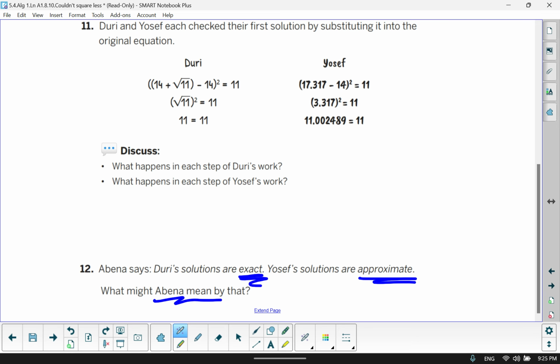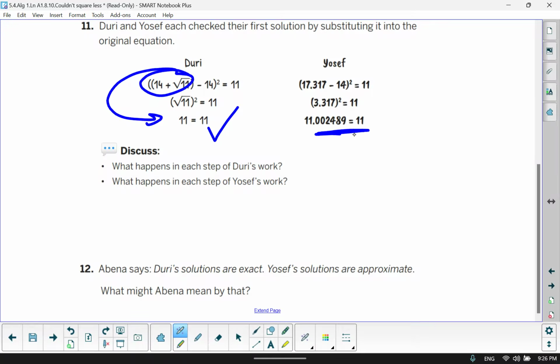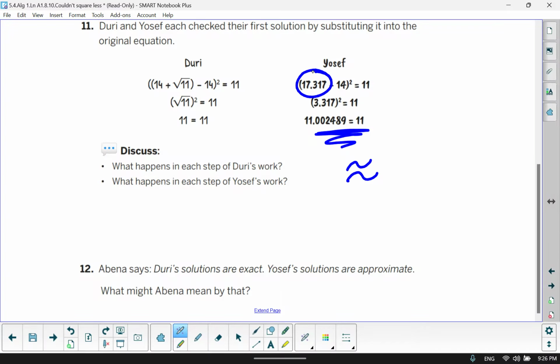Checking out problem 12, Abina says, Dury's solutions are exact, Yosef's solutions are approximate. What does she mean by that? Well, I think it's pretty self-explanatory. Dury's solutions, when we substitute them in, boom, it is exactly, there's no argument, it's true. But Yosef, you could say, okay, look, man, those are really stinking close. Your answer is really stinking close, but it's not exactly the same, or precise, I guess is a word we could say.